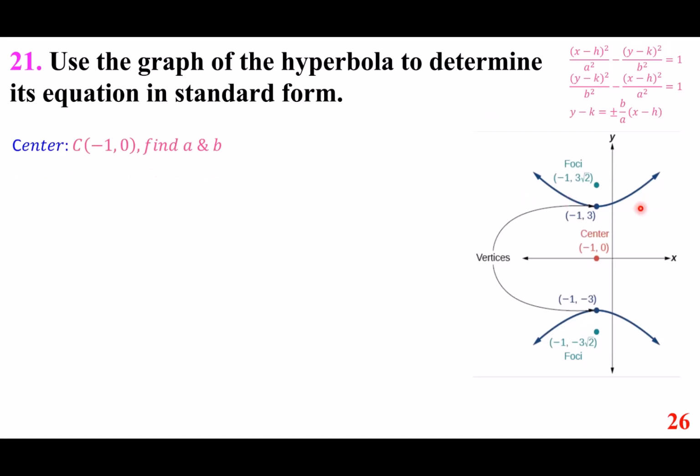Since it opens up, we can see this distance. So from here to here, we can find the b since it opens up. This is located at minus 1, 3. This is located at minus 1, minus 3. So this distance equal to this distance equals b equals 3. Clearly, 3 units.